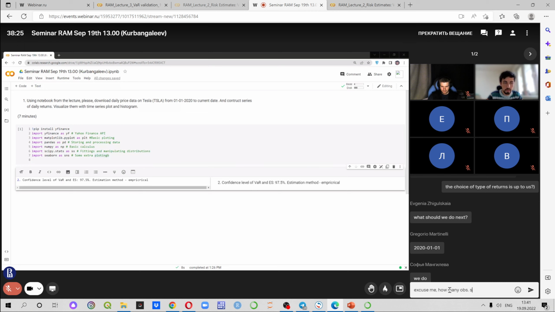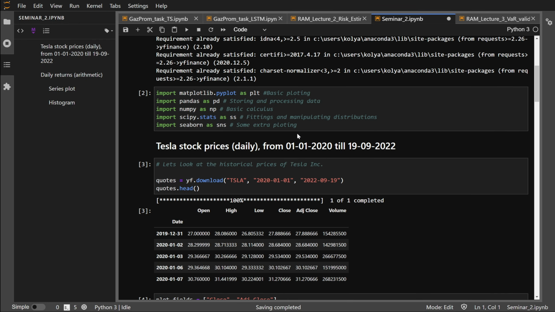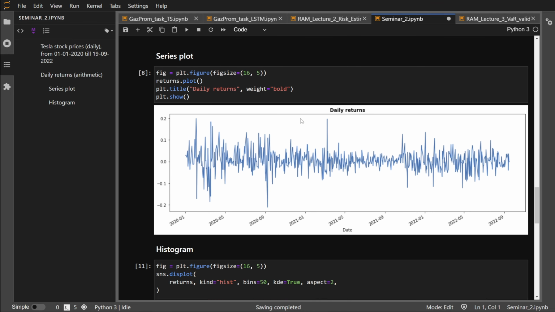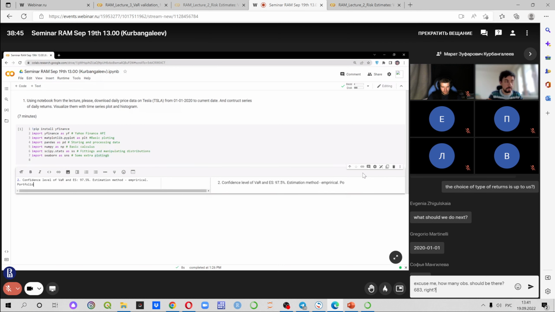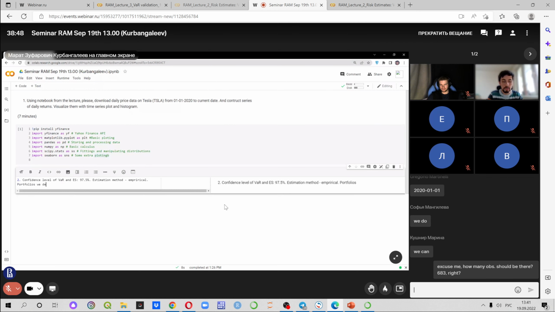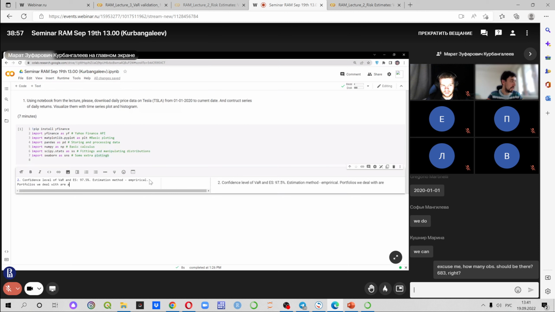So, here it is. Okay. Empirical one. So we deal with just the empirical distribution. Portfolios we deal with are... So the first one is going to be a plain long position in stock.